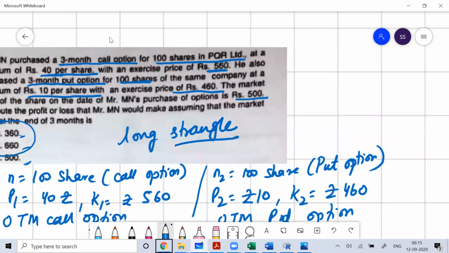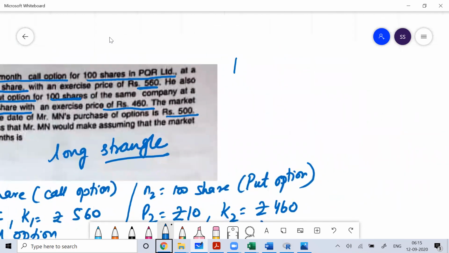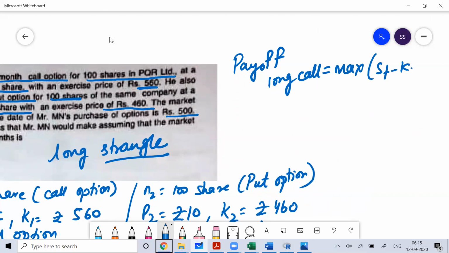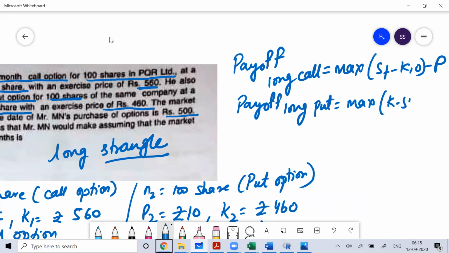So you know the payoff diagram of long call, that is maximum of ST minus K comma 0, minus P. And the payoff diagram of a long put, that is maximum of K minus ST comma 0, minus P.